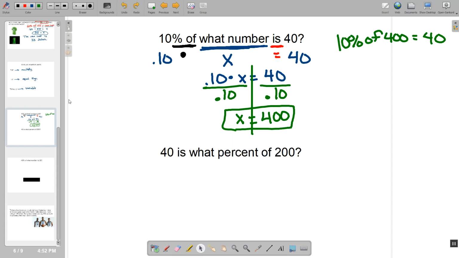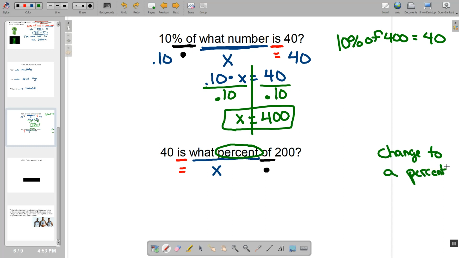Let's do another example. Once again, we're going to identify our keywords first. I found "of," which means times, "is" means equal to, and "what percent" is our x. Now, once again, like the other video, I noticed that we're asking for a percentage. So I'm going to put on the side, change to a percent. Because if you're going to make a mistake on these problems, forgetting to change it to a percent is very common.